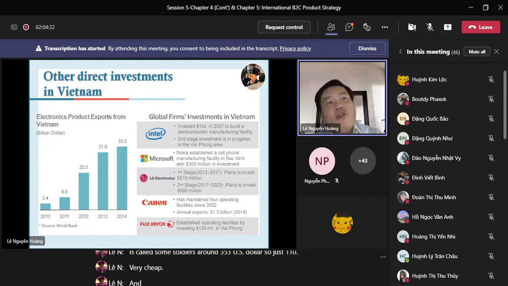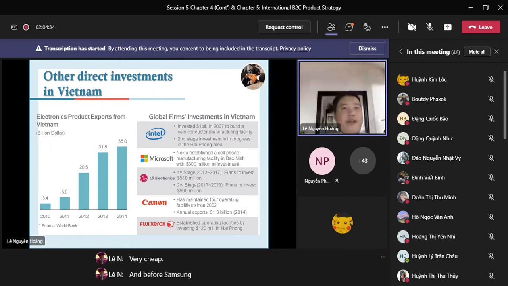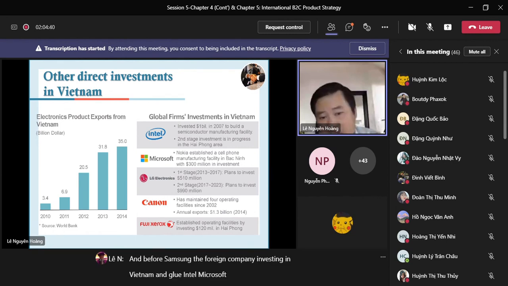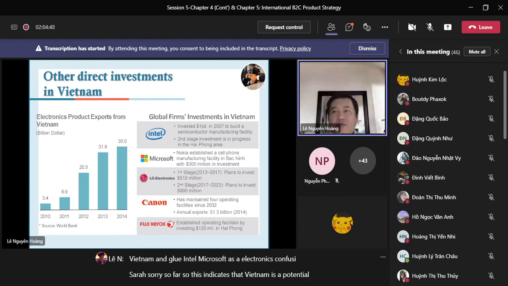And before Samsung, the foreign companies that invested in Vietnam include Intel, Microsoft, LG Electronics, Canon, Fuji, Xerox, and so forth. So this indicates that Vietnam is a potential market for foreign companies for expansion. So that's all about the case.